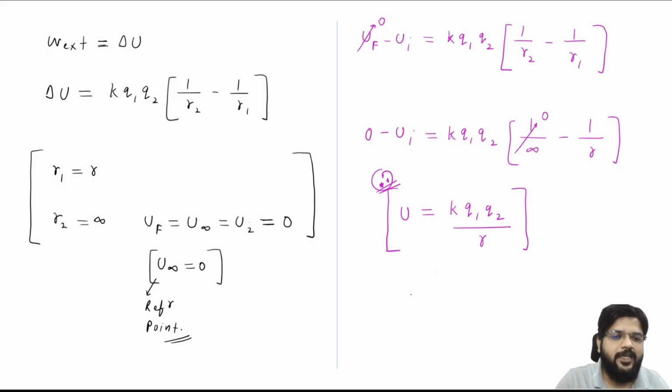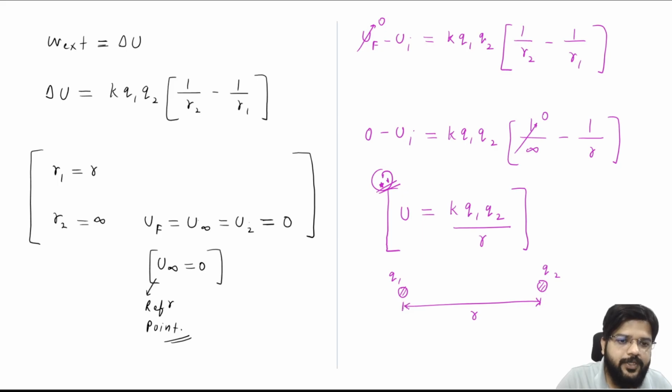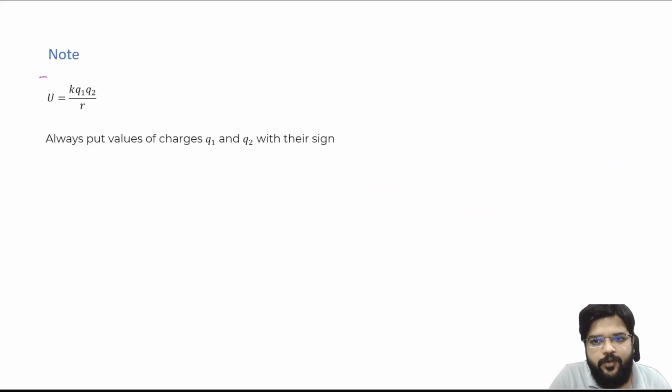When two charges are present at r distance, the potential energy between these two charges can be written as K Q1 Q2 by R. This is the formula, everyone, and you need to keep it in your mind. So when two charges are present at r distance and we want to write down the potential energy between these two charges, the formula is K Q1 Q2 by R. Correct? So write down this formula, everyone.